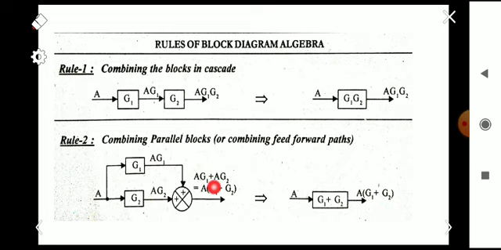So both the signals are the same. If you are doing any changes in the blocks, the signal should not be changed. The output, the last signal, should not be changed. So here you can see that the output is A into G1 plus G2 in both cases, they are the same.